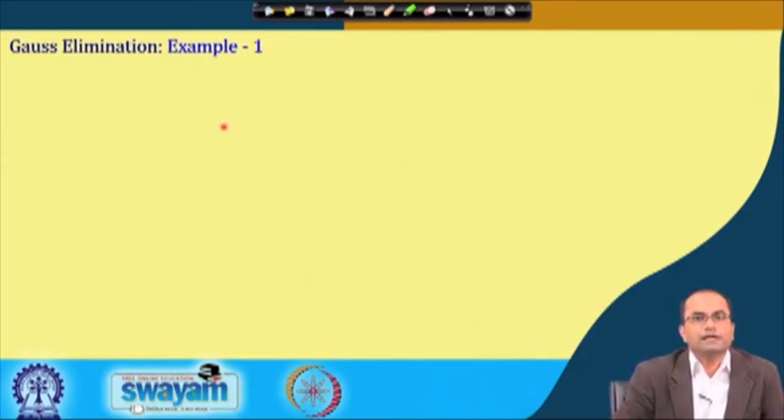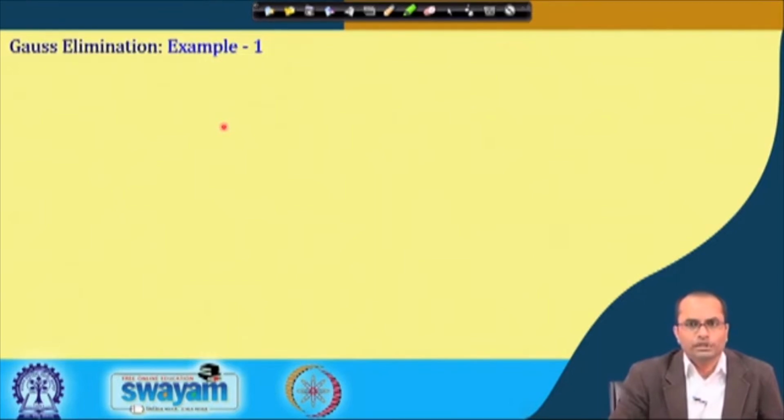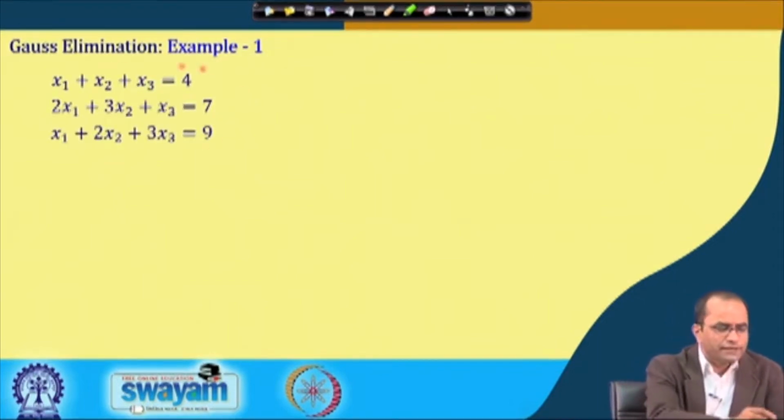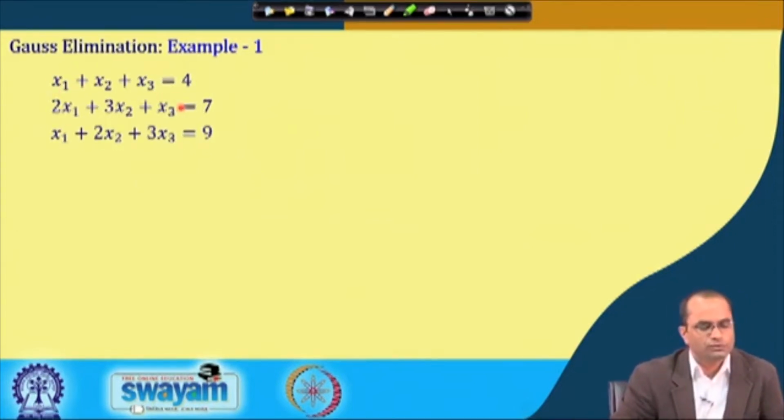Let us explain this with the help of a simple example, and then perhaps in the next lecture we will go for more general problems. So, here we take a very simple example. We have three equations: x1 plus x2 plus x3 is equal to 4, and 2x1 plus 3x2 plus x3 is equal to 7, and the third equation we have x1 plus 2x2 plus 3x3 is equal to 9.